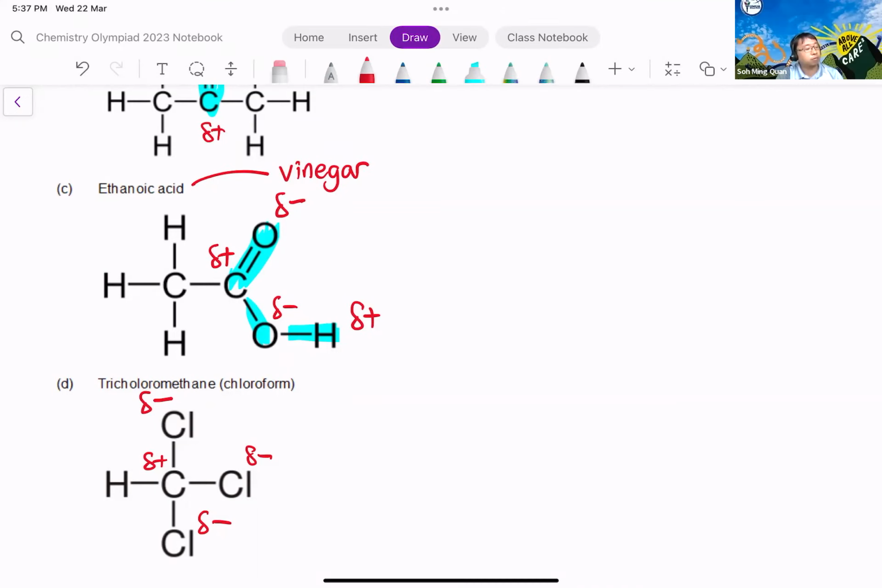Okay, so that's how it works. So hopefully you have gained some new insights. You have learned that, oh, maybe the covalent bonds don't involve equal sharing all the time. It depends on the electronegativity of the element.